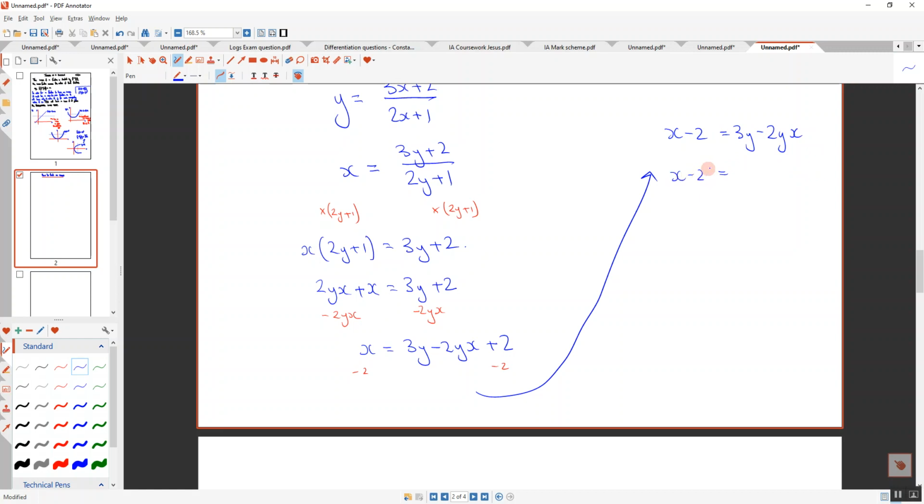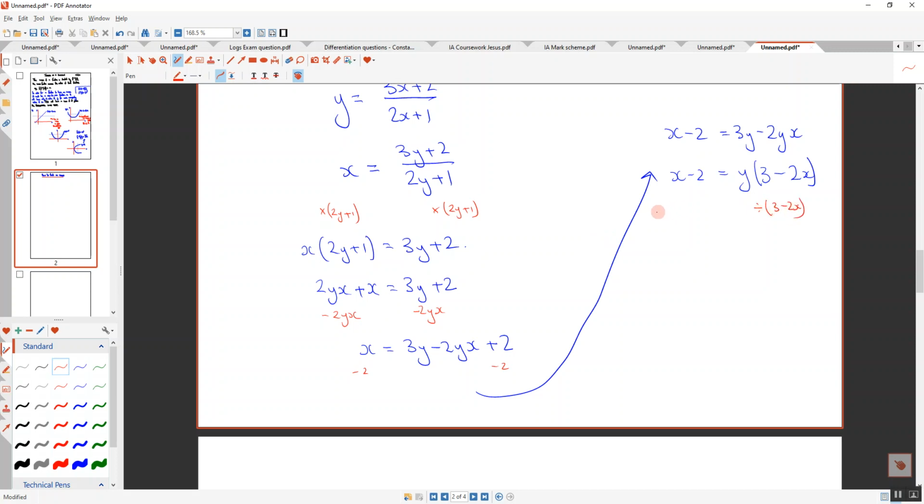Divide by x. If I divide by x, then I'm going to end up with 3y over x. So that's going to make it more complicated. If in doubt, factorize. What can I take out as a common factor here? y. And I end up with y times 3 minus 2x. Then to finish it off, divide by 3 minus 2x both sides.